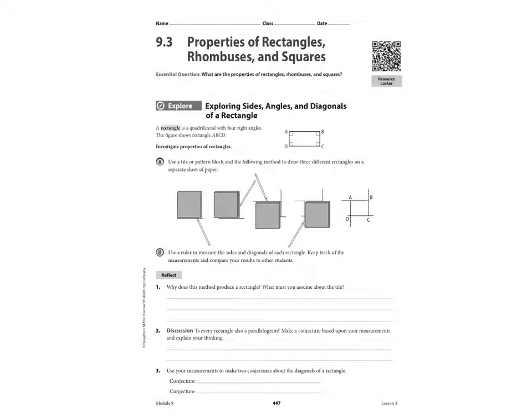Okay, so 9.3 starts on page 447, and we are going to look at what are the properties of rectangles, rhombuses, and squares. The first thing that we notice is it talks about a rectangle right here. A rectangle is a quadrilateral with 4 right angles, and you can see that there. And that is it on that page. So turn the page.